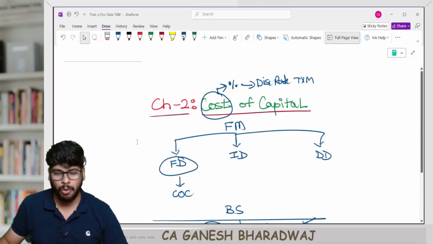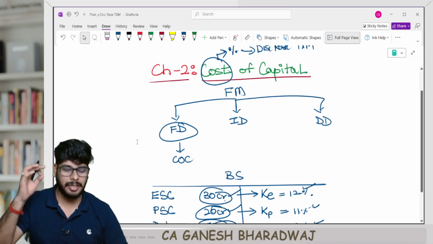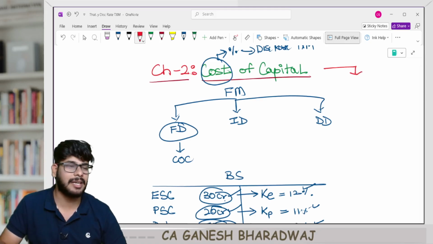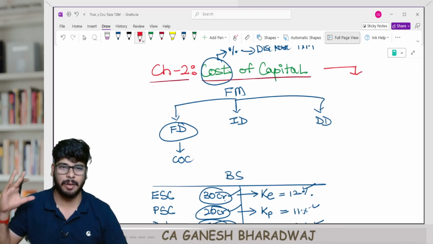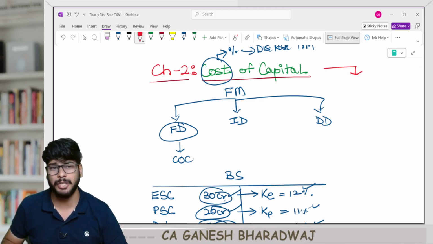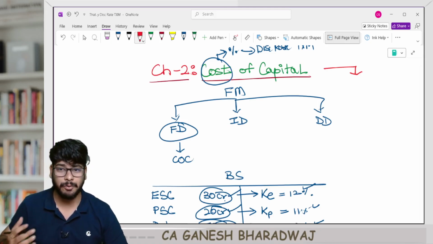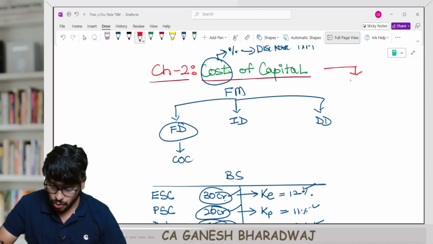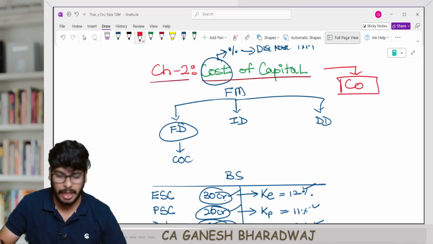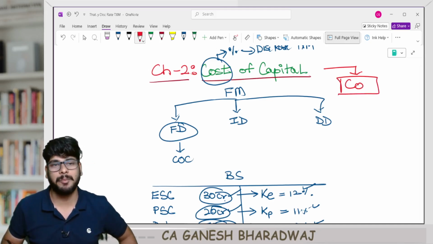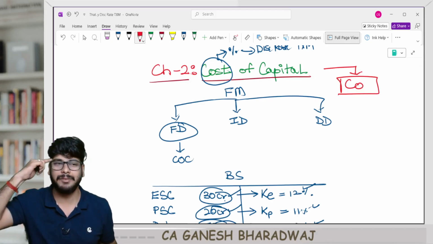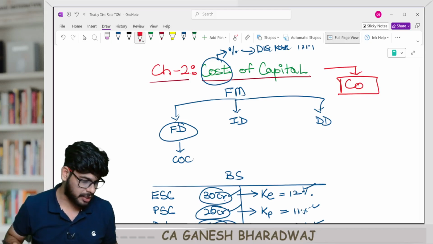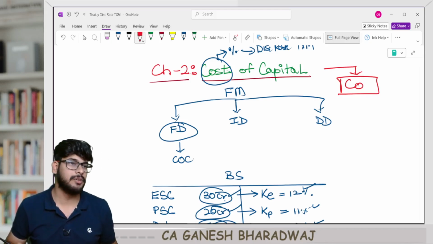So this is actually something I wanted to tell you all. And the most important thing that you need to have in your mind is that all the calculations and computations in this chapter are done from the perspective of whom? They are done from the perspective of the company, not from the perspective of the investor. So this chapter is fully done from the perspective of the company. Have that in your mind. We are not computing this from the perspective of the investor. Are you clear with this?